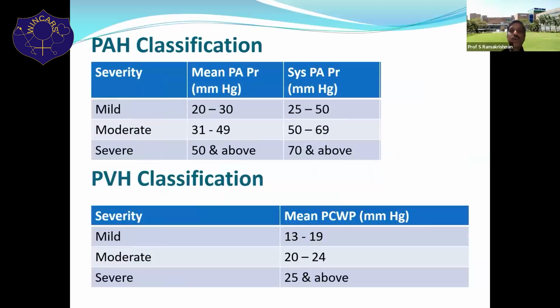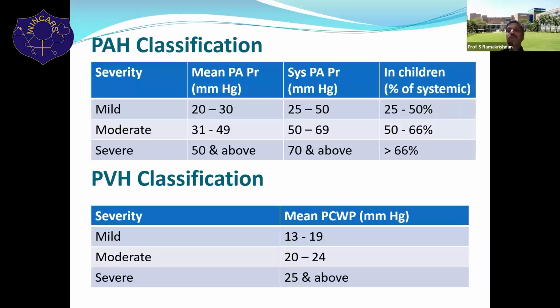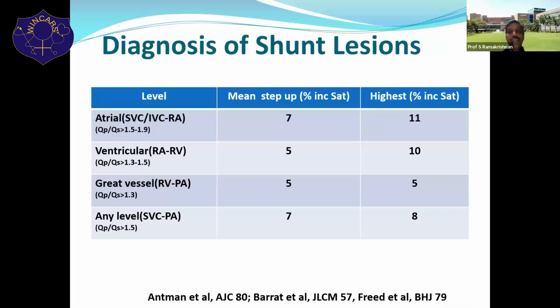Then PH classification, all of you should know. What is the classification of PH? From mean pressures, how do you classify PH? And how do you classify PVH? Many of you know PVH, but many of you may not know PH. This I think everybody should know. And you may be asked about children also. How do you correlate with percentage of systemic? I'm not going to teach you these in detail, but these are the numbers that all of you should remember. What is mild PH? What is moderate PH? What is severe PH? And all those things.